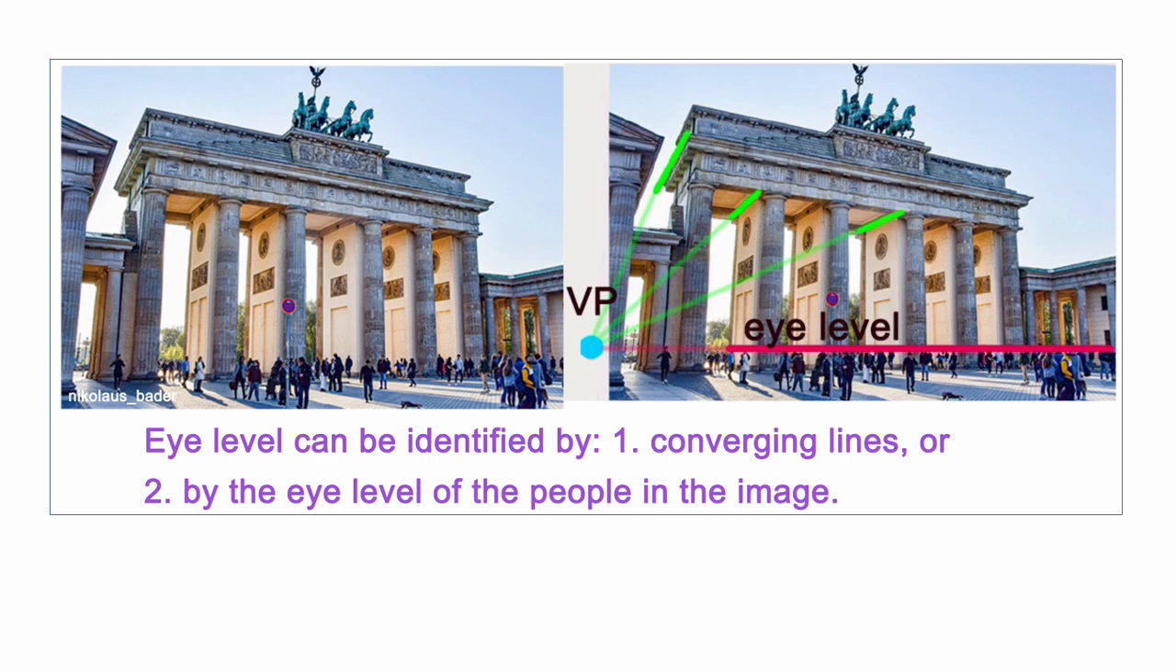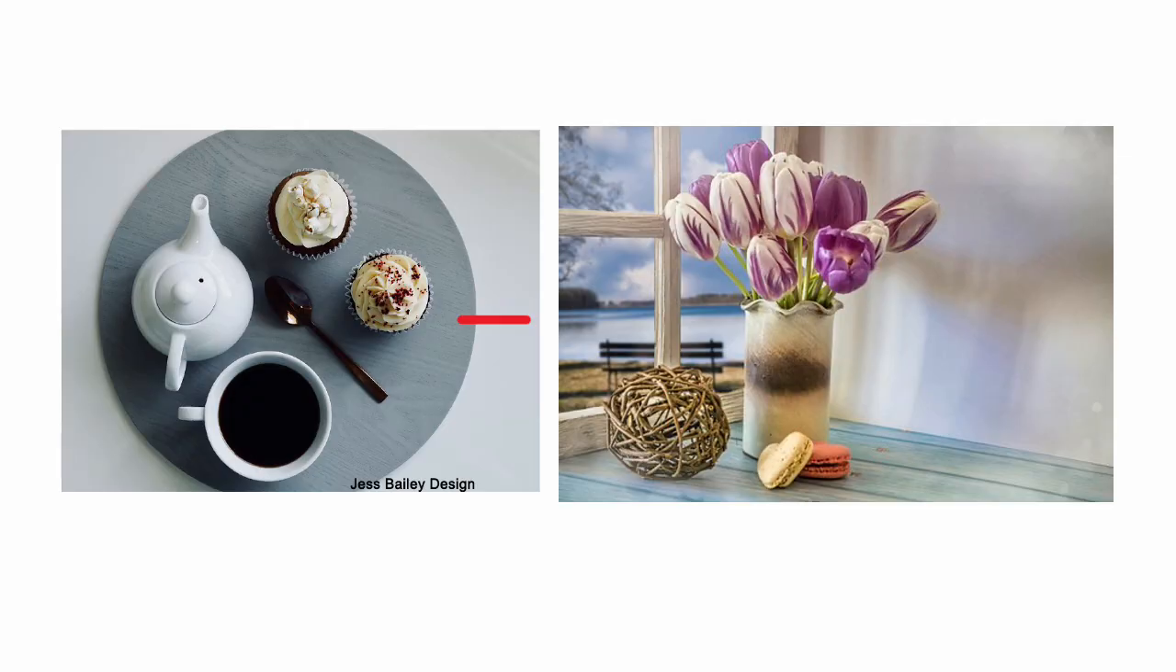Let's look at some examples. In this picture, there are 2 ways to find eye level. One is the converging lines that meet at a vanishing point on eye level, and the other is to use the eye level of the people in the picture. In this first image, eye level must be in the middle because otherwise this circle would look like an ellipse. And in the second, the horizon cuts across the vase at its opening, so the opening looks like a line.